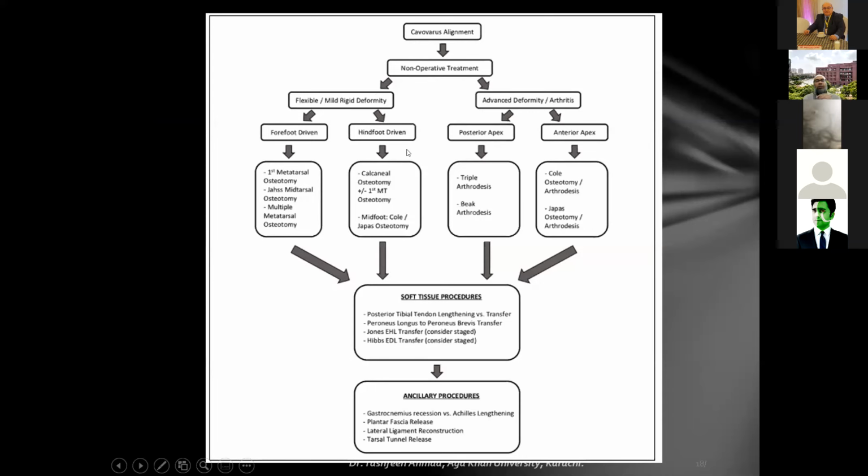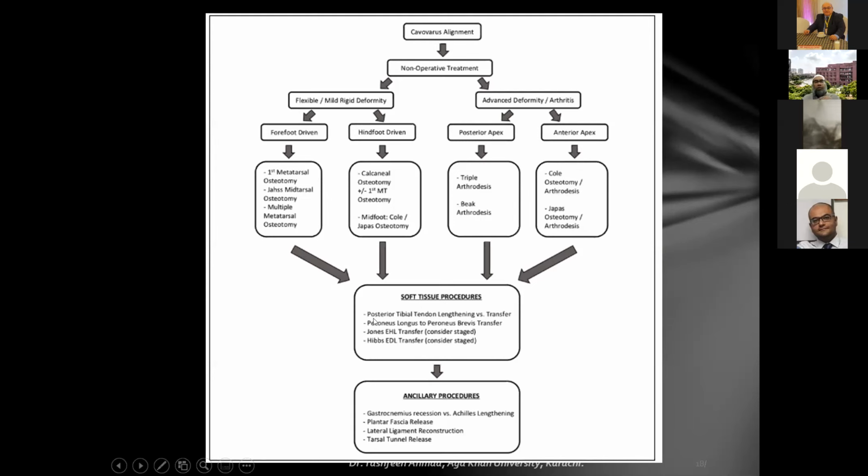While if it is hindfoot driven, then you do a calcaneal osteotomy also. Okay. And when you have an advanced deformity as well as arthritis, then you try to first identify where the apex is. If the apex is more posterior, then you do a triple arthrodesis, and a beak arthrodesis with the procedure we showed before. And if there's an anterior apex, then the Cole osteotomy or a Japas osteotomy. Japas was the midfoot osteotomy that we talked about.